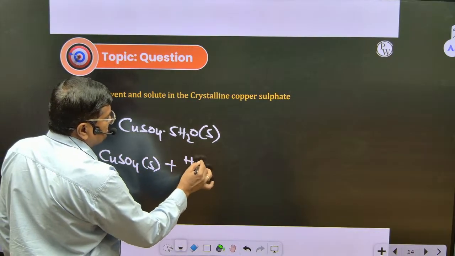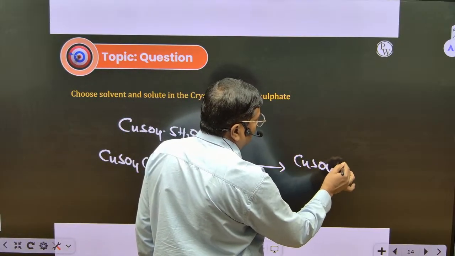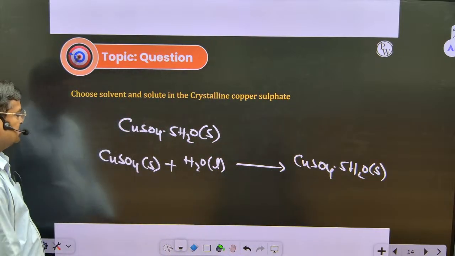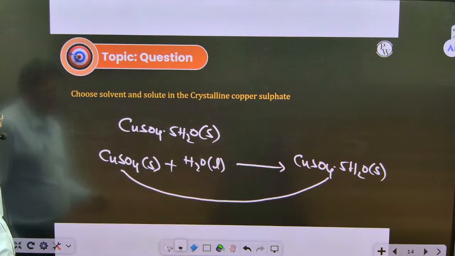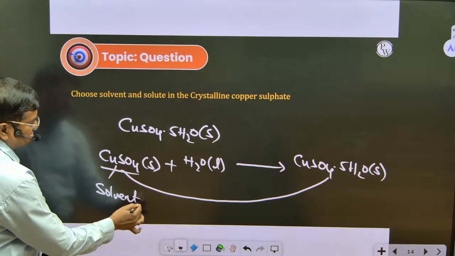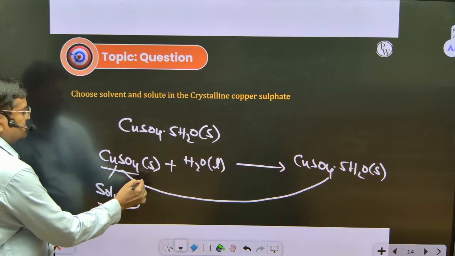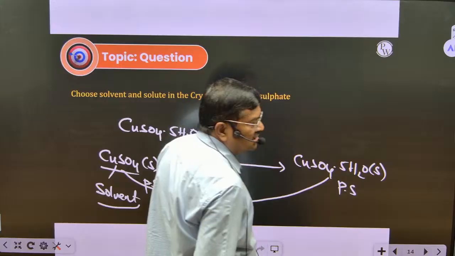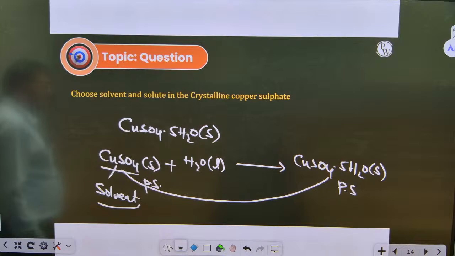And water physical state is what? Liquid. When you crystallize this, it forms CuSO4.5H2O. And physical state of crystalline copper sulfate will be solid. See, the physical state has not changed. So if the physical state remains same, hence this copper sulfate is to be taken as what I taught you. CuSO4 behaves as solvent. Since physical state is the same on both sides, solid, solid. So here who is the solvent? Copper sulfate will be the solvent, water will be solute.